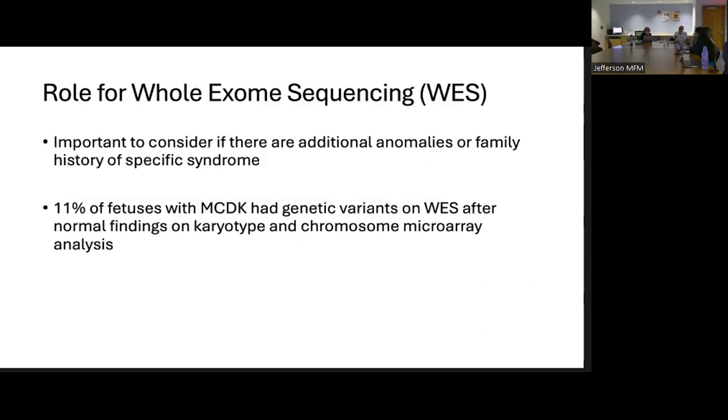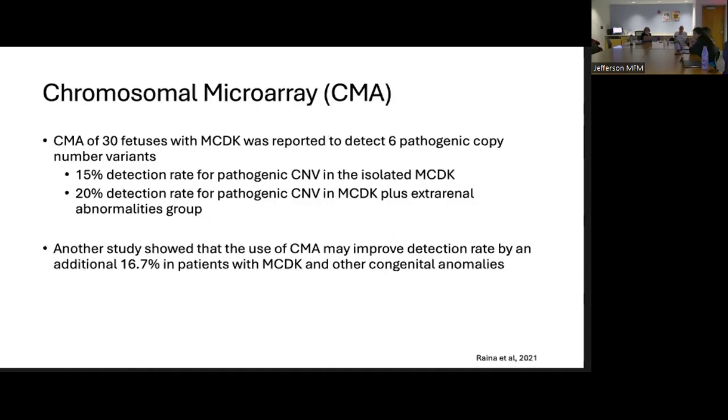Can you go back to that slide? So 6 pathogenic copy number variants. Okay, so a small number that we're basing this off of, but it obviously adds information. Anytime you see an isolated finding, the risk is less than when you have associated extrarenal abnormalities. We know that. Maybe you can email that paper to us, and I can email it back to the students. It's always nice to know which copy number variant changes.